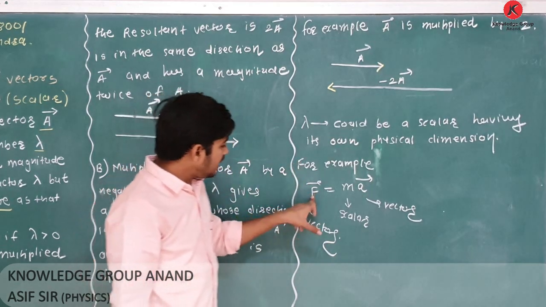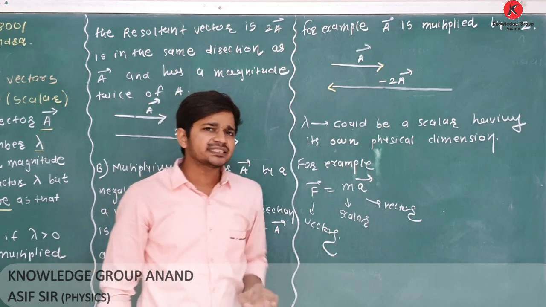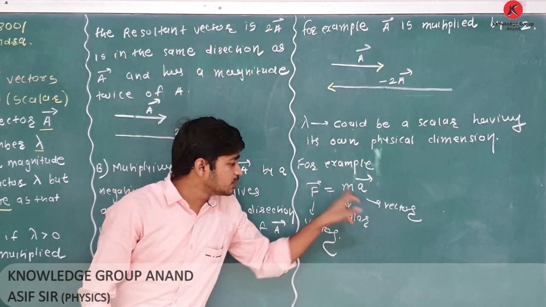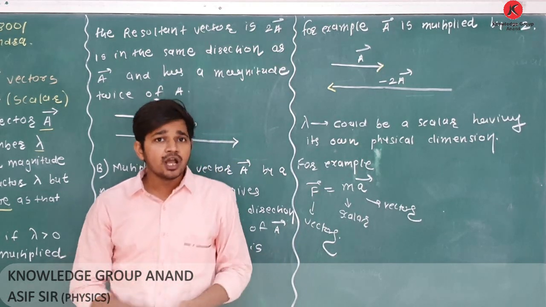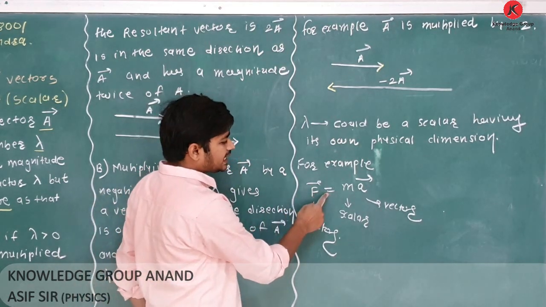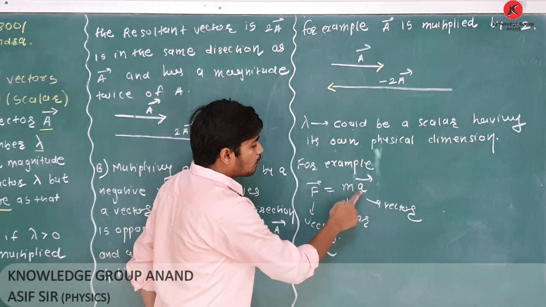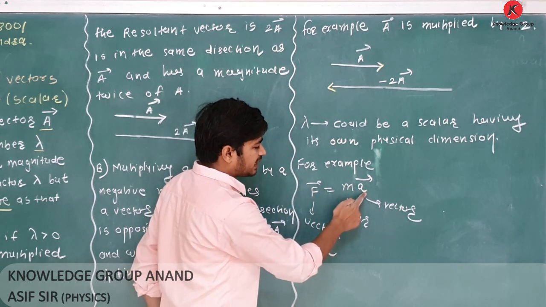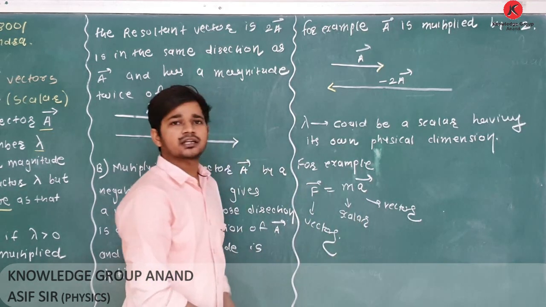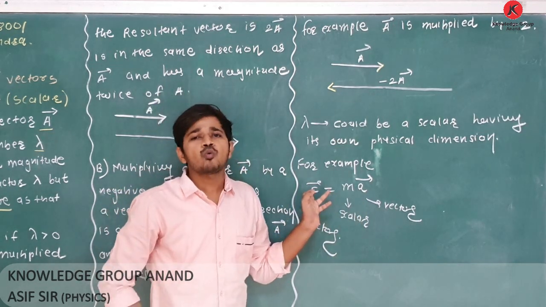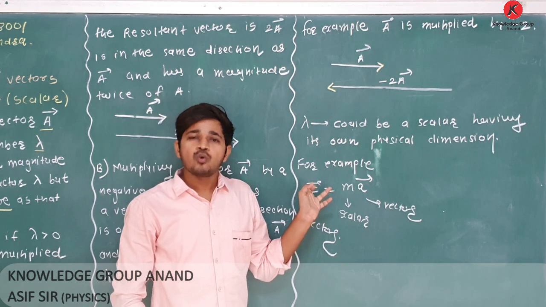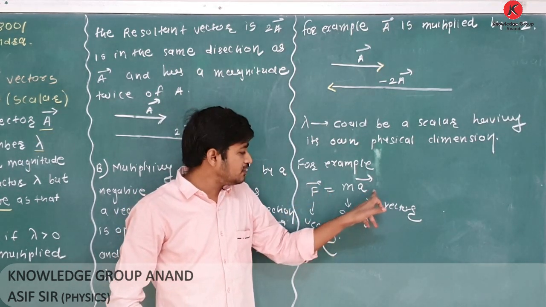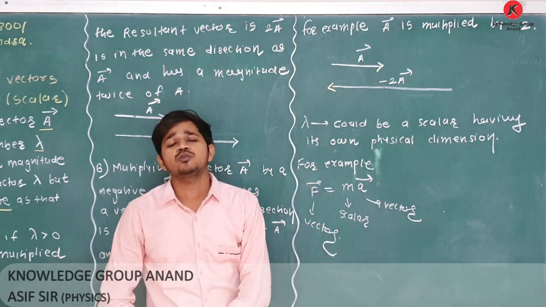For example, F is equal to ma. We know that acceleration is vector quantity. Force is also vector quantity, but mass is scalar quantity. So we can say force is multiplication of vector with scalar. And see, your answer is also vector. So whenever you multiply any vector with scalar, your answer will be vector.